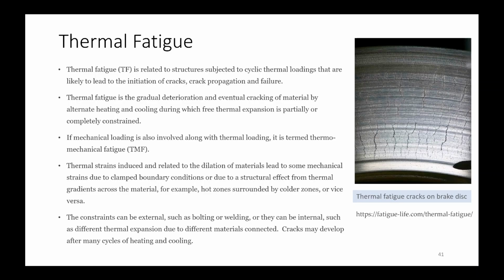Thermal strains induced and related to the dilation of materials lead to some mechanical strains due to clamped boundary conditions or due to structural effect from thermal gradients across the material. For example, hot zones surrounded by colder zones or vice versa. These constraints can be external such as bolting or welding, or they can be internal such as different thermal expansion due to different materials that are connected. The cracks may develop after many cycles of heating and cooling.